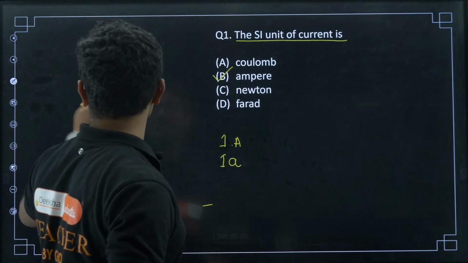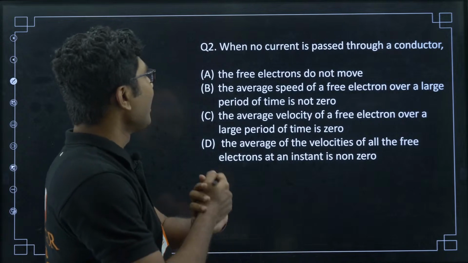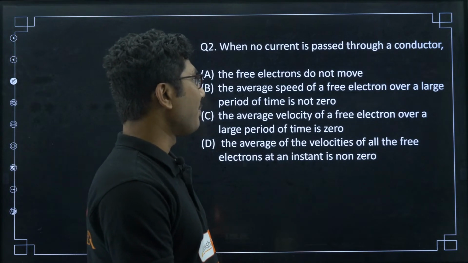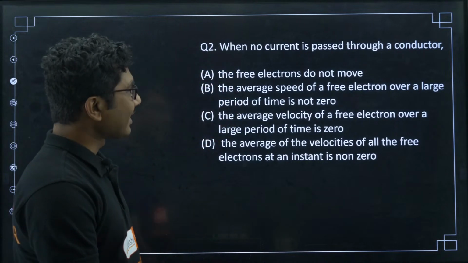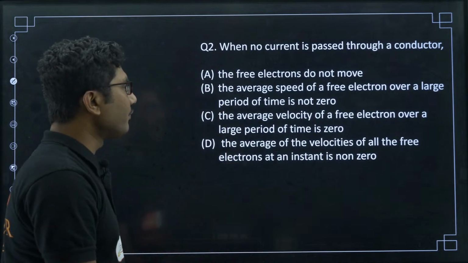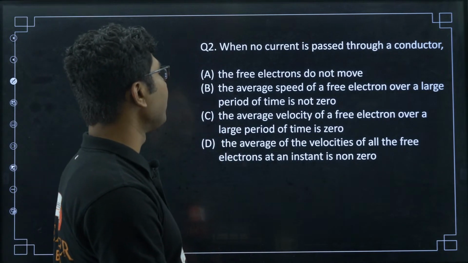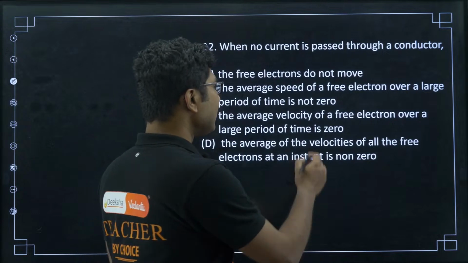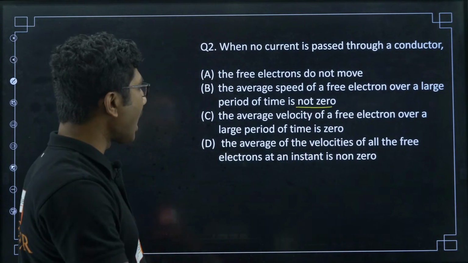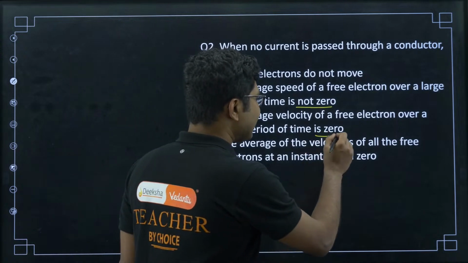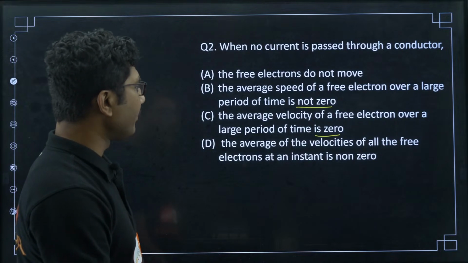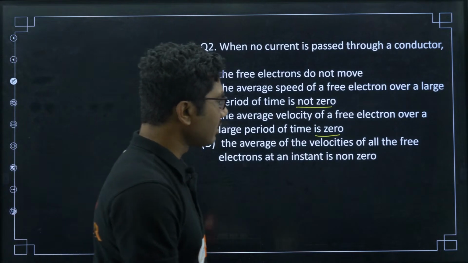Now let's move on to the next question. When no current is passed through a conductor, the free electrons do not move. The average speed of free electrons over a large period of time is not 0. Very important: the average velocity of the free electrons over a large period of time is 0. The average of the velocities of all free electrons at an instant is non-zero.